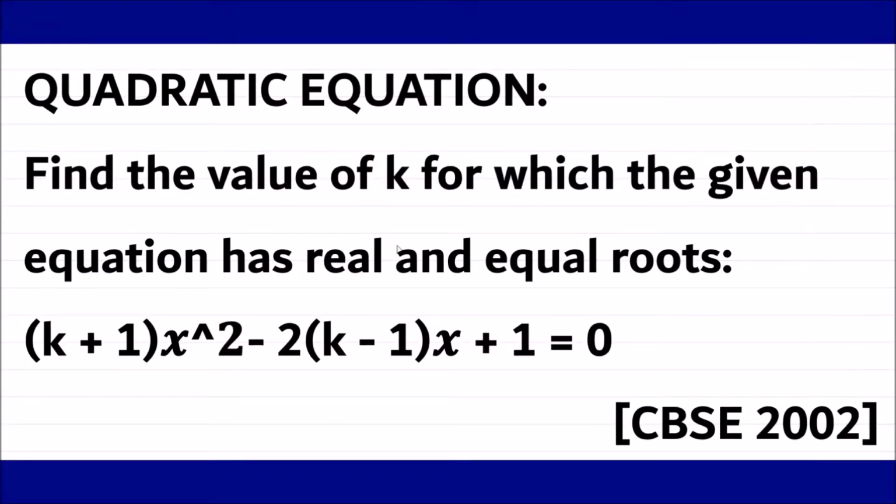The given question is: find the value of k for which the given equation has real and equal roots. And the given equation is (k + 1) x^2 - 2(k - 1) x + 1 = 0.